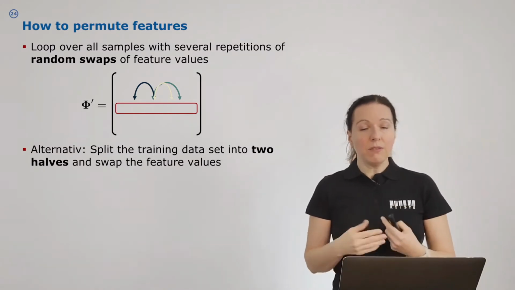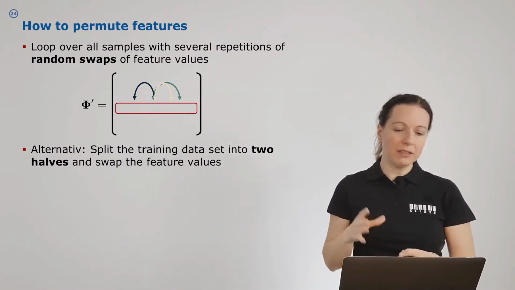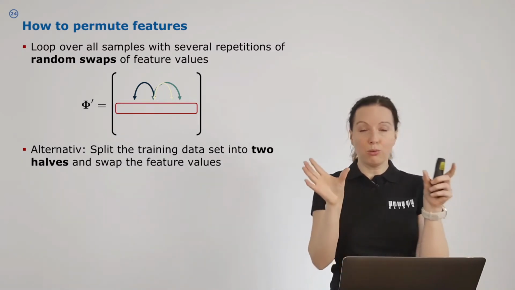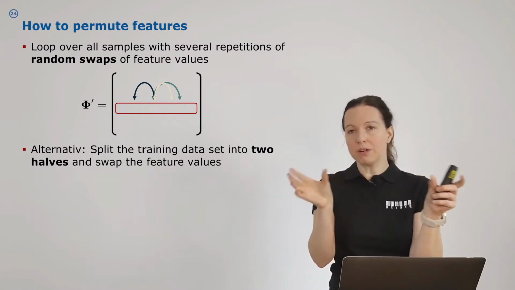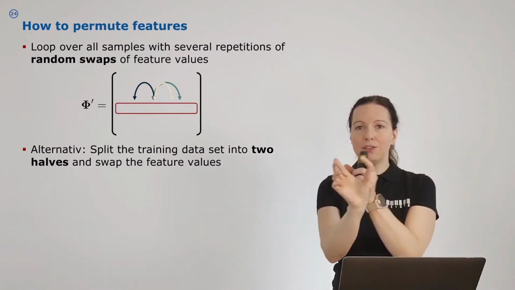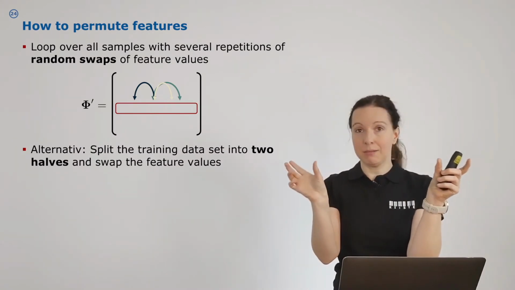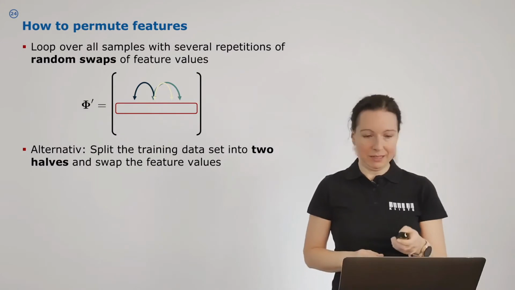An alternative, also not so computationally intense method is when you split the training data set into two halves and swap the feature values. So the basic principle is just swapping features in the same dimension, and how you do it, there are actually a lot of possibilities.